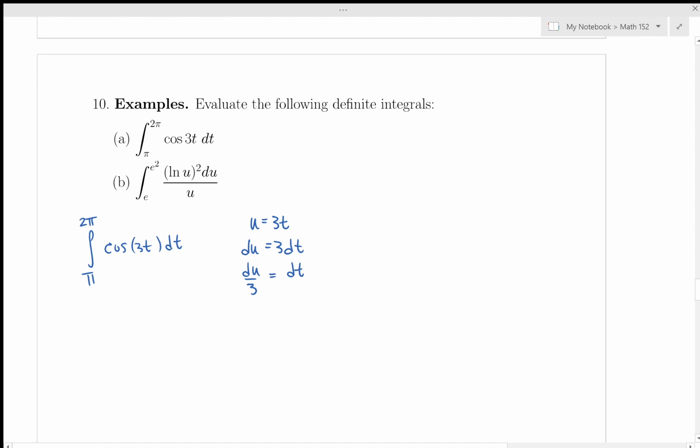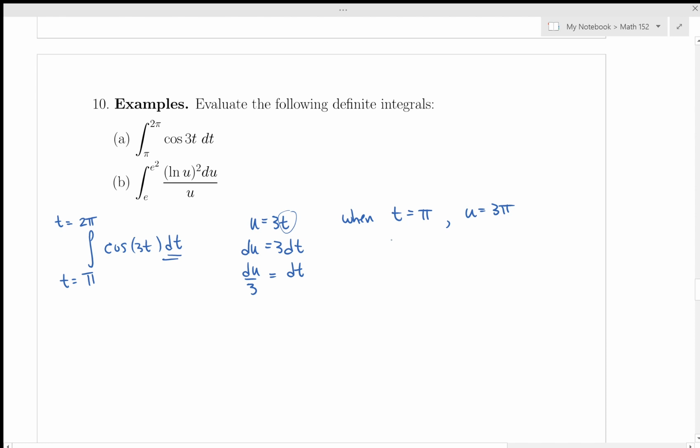Then we take a look at the endpoints. I'm looking at this substitution and I'm saying, okay, t goes from pi to 2 pi. We don't normally write that, but that is what it means. t is going from pi to 2 pi because t is our independent variable. So when t is pi, this t is pi. So what is u? That implies that u is 3 pi.